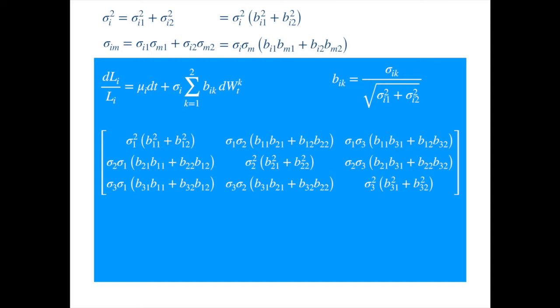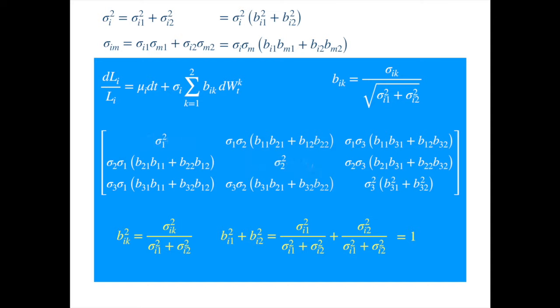We are almost there now. We just need to show that the B terms in the matrix are actually correlations. To see that, let's take the square of a generic B. Now each diagonal term contains an expression of this form, and it simplifies to 1. So the diagonal entries are just the variances.